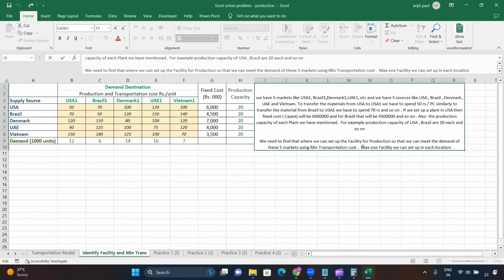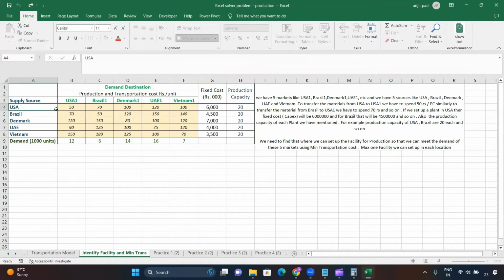And what is mentioned in the last line: maximum 1 facility we can set up in each location. That means if we decide that we need to set up the plant in USA, the maximum number of facilities or plants that we can set up in USA is 1. So that is applicable for all the other 4 sources as well: Brazil, Denmark, UAE, and Vietnam.